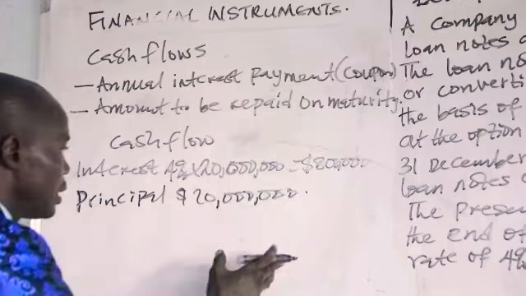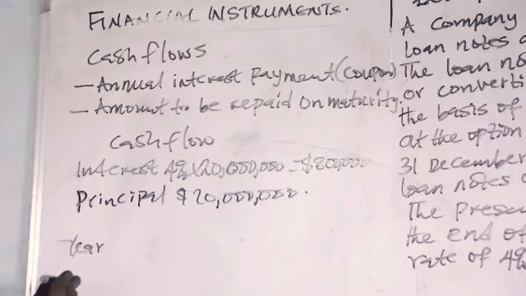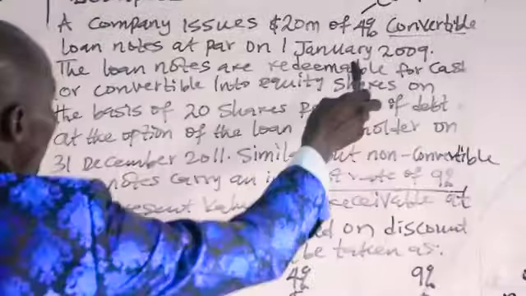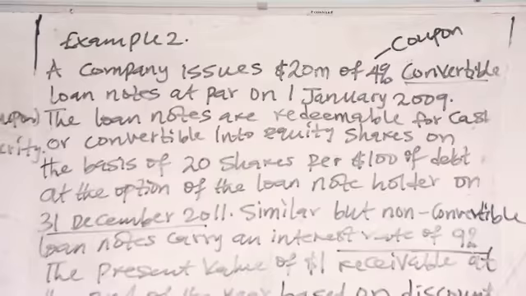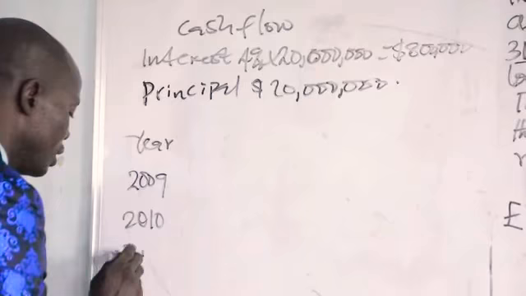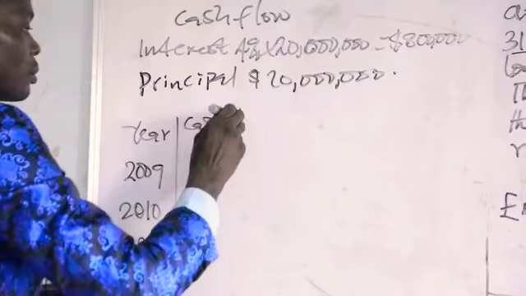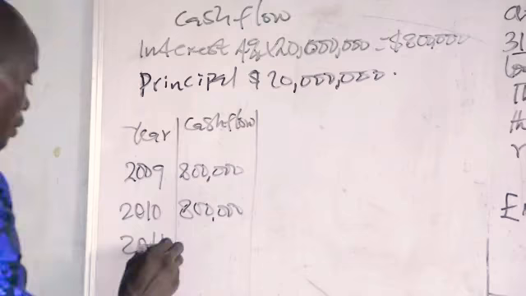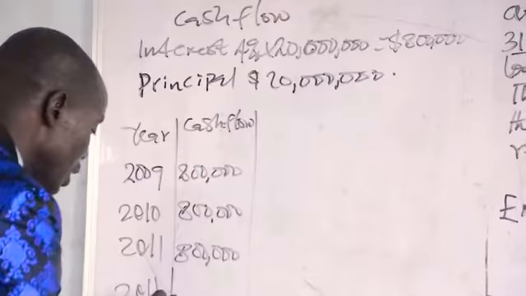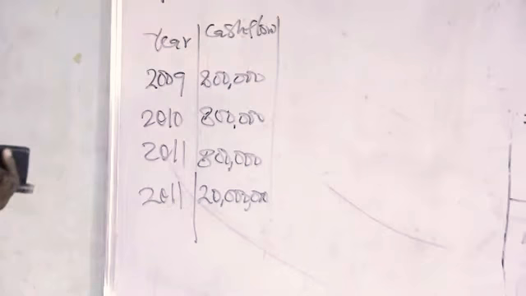So you can have year 1, it was issued on 1st of January 2009. And when will it be convertible or redeemed? It is 2011. 2009, 2010, which is the second year, 2011, the third year. So cash flows now. 2009, we have the interest of 800,000. Year 2010, interest of 800,000. 2011, you still pay interest of 800,000. Then that same 2011, the principal of 20 million will be repaid. So these are the cash flows associated with the loan notes.